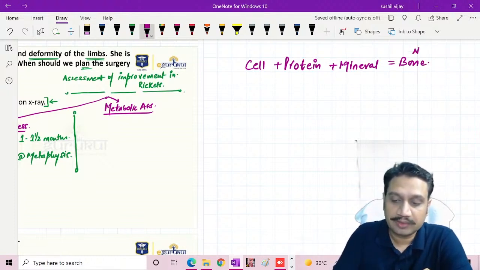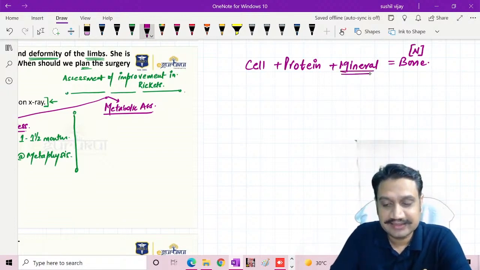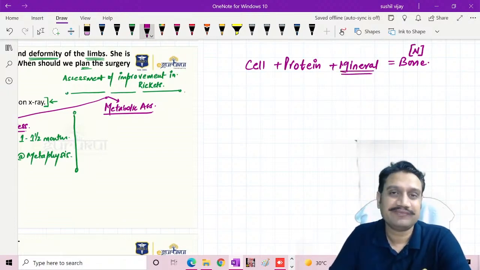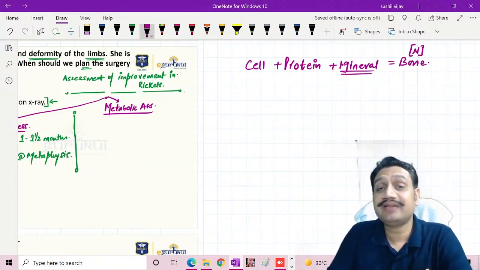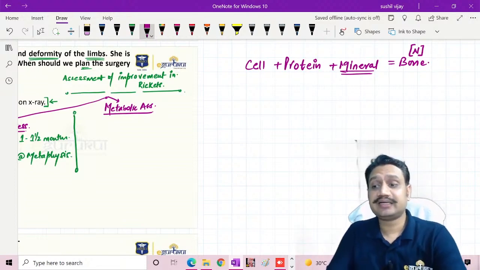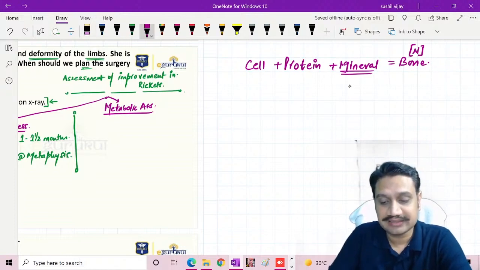So to call it a normal bone, all the content should be normal, right? In our case, our mineral part is defective. So the bone is defective, right? The bone is defective, and when the bone is defective, the blast can very well sense that there is a defect in the bone. To cover up that defect, the osteoblast increases its activity. There is increase in osteoblastic activity.